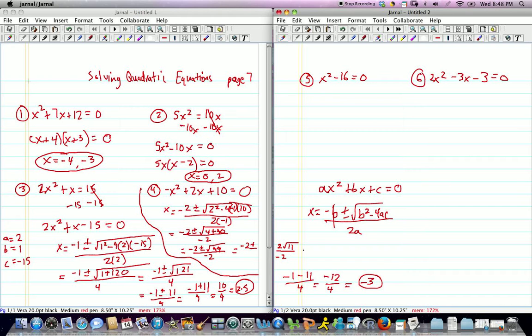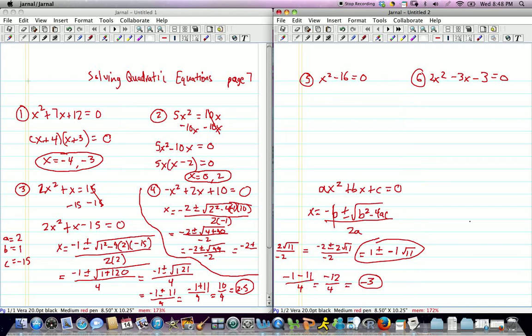So here, my final answer is going to be negative 2 plus or minus 2 times the square root of 11 over negative 2. Now I notice that I can divide each of these by negative 2, so I end up getting 1 plus or minus, and I divide these and I get negative 1 times the square root of 11, or just the square root of 11. And that's going to be my final answer.